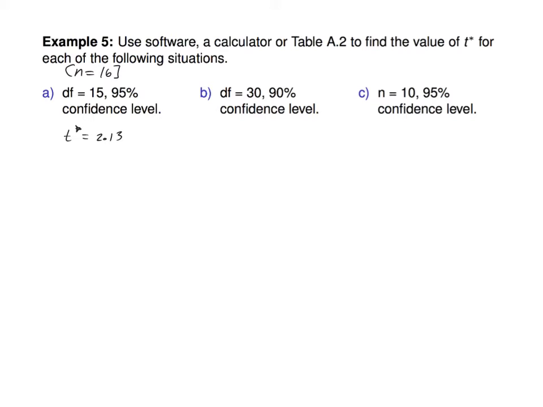Okay. Next one, DF equals 30 means your sample size was n equals 31. So go down to 30 and over to 90% confidence, sorry, what is your multiplier? 1.70.